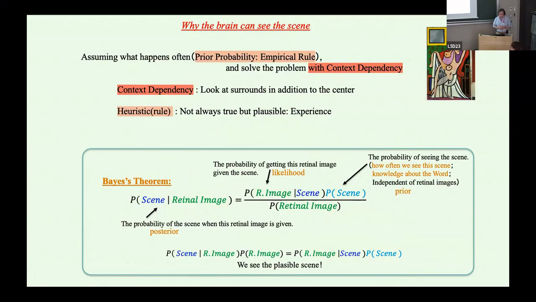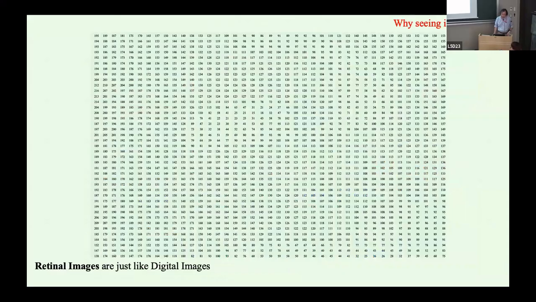Another problem concerns how the visual system processes images. On the retina, the projected image is decomposed into small elements, somewhat similar to pixels in a digital image. And this illustrates how an image is represented by pixels. You can see many numbers, each indicating the brightness at each position.